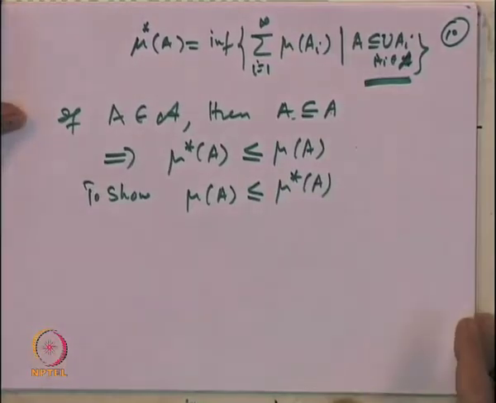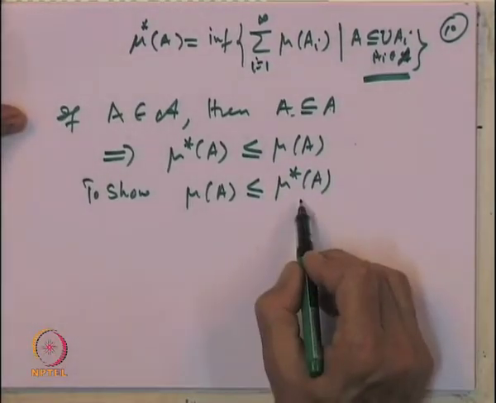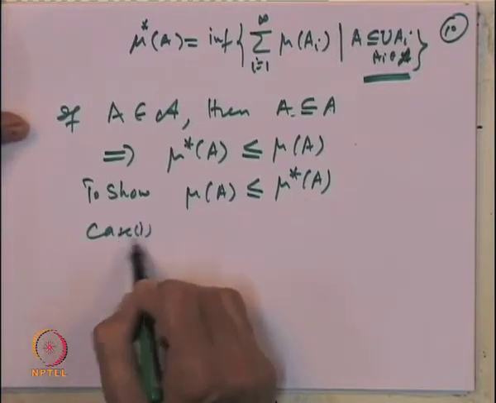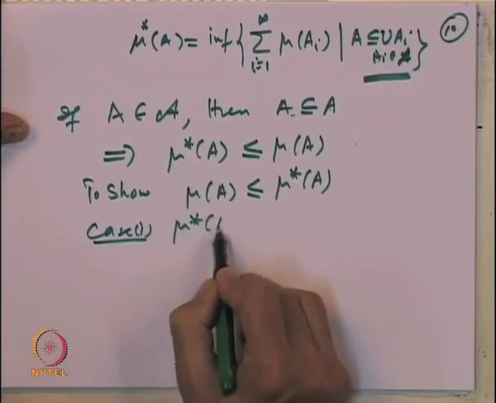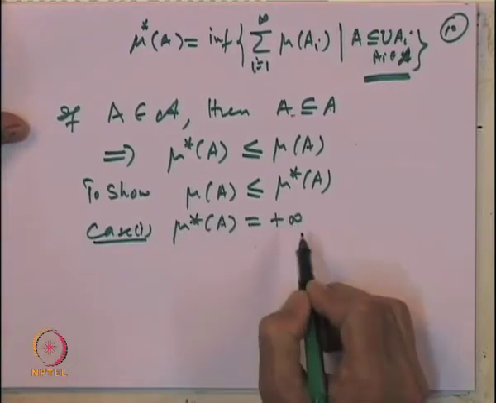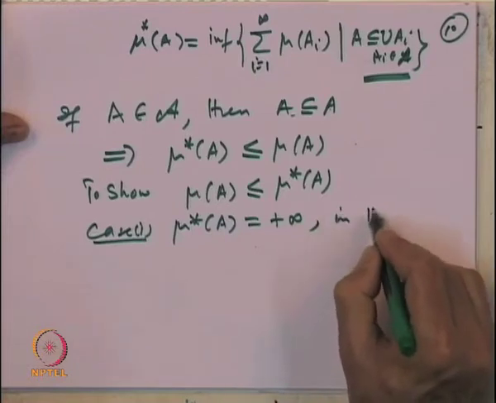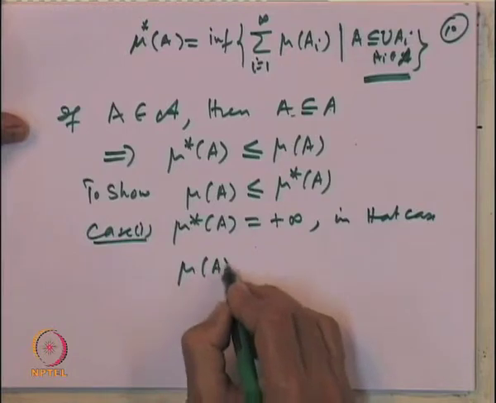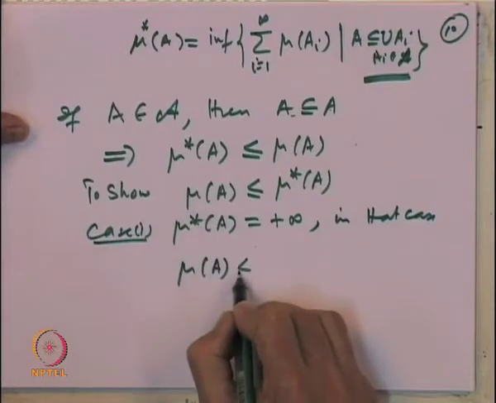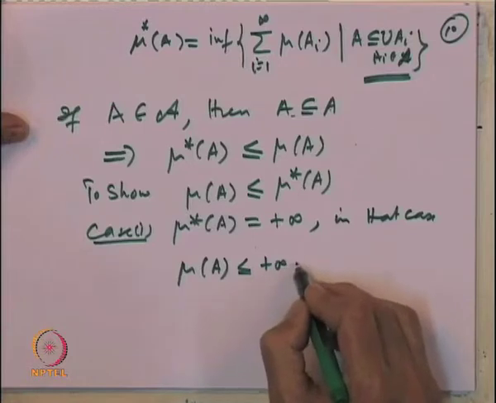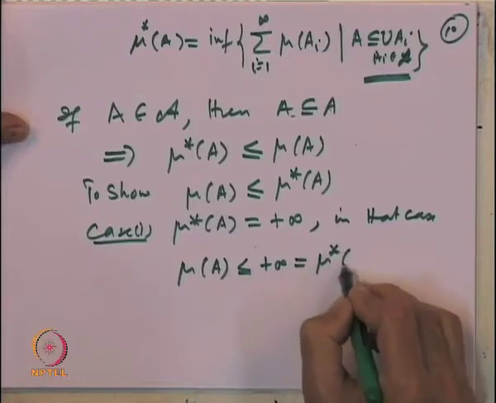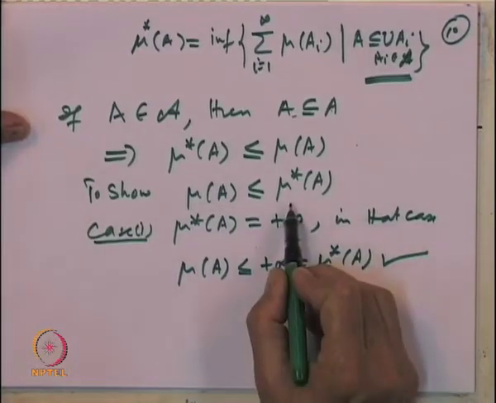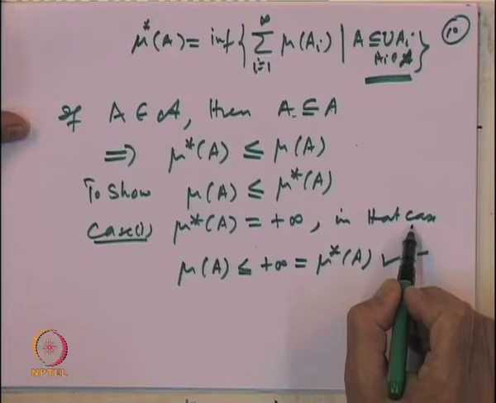Now, once again we want to show that one number is less than the other number. There is an obvious possibility, case 1, that mu star of A is equal to plus infinity. In that case, mu of A is always less than or equal to plus infinity, which is equal to mu star of A. So that is obvious.